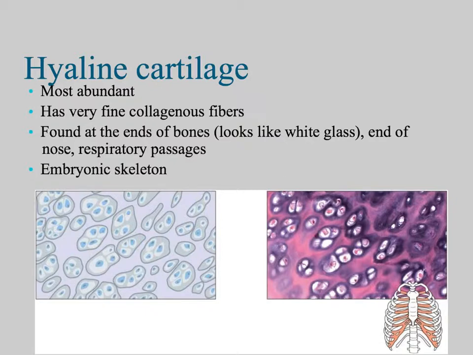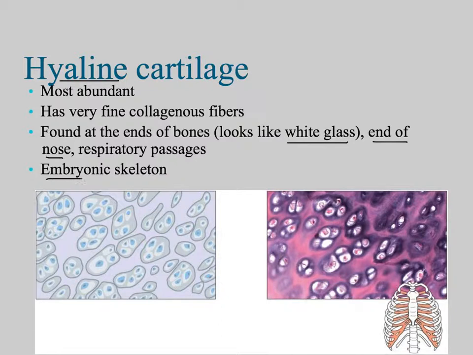Hyaline cartilage is the most abundant. It has very, very fine collagenous fibers, and it's found at the end of bones. It's what looks like white glass, if you've ever noticed in chicken bones, at the very end of the drumstick, especially when it's raw, you can see the white stuff at the very end of the bones. It also makes the end of your nose and certain parts of your respiratory system that need to stay stiff, like around your trachea. You don't want it to collapse, so it has cartilage rings.